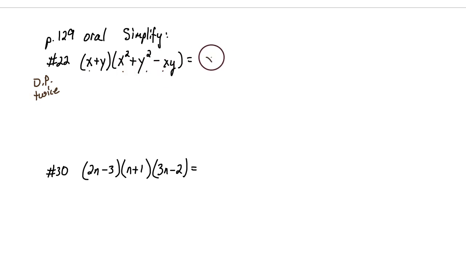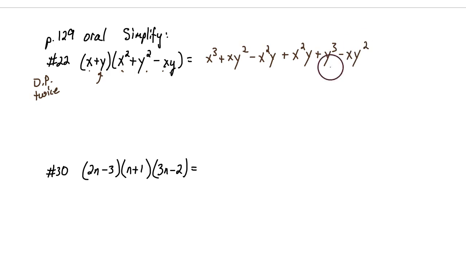X times x squared is x cubed. X times y squared is positive xy squared. X times negative xy is negative x squared y. Now go to the y and distribute it to all three of those terms. Y times x squared is positive x squared y. Y times y squared is positive y cubed. Y times negative xy is negative xy squared.